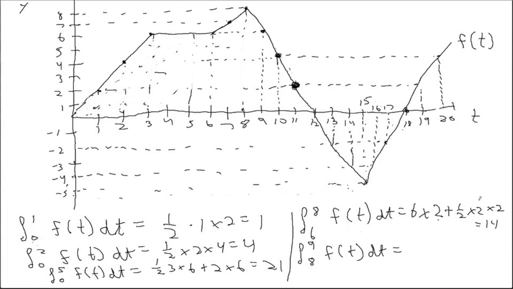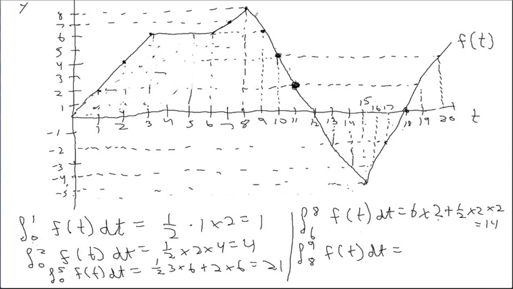Okay, the area between 8 and 9. So the rectangle is 6 times 1, so the area of the rectangle is 6. And the area of the triangle is 1. So the total area of the shape is 7. So the definite integral of f of t between 9 and 8 is 7.